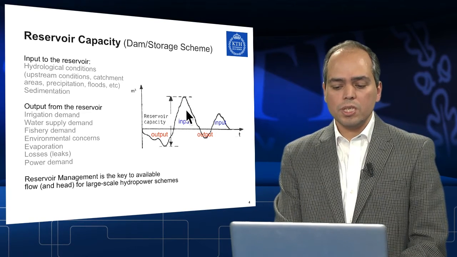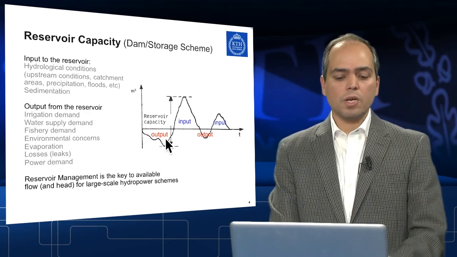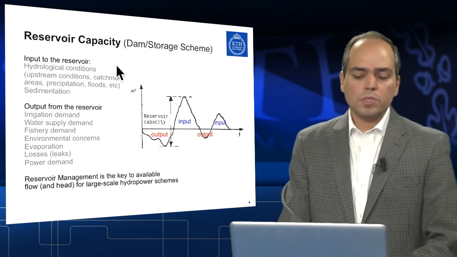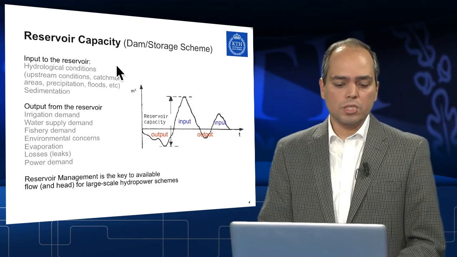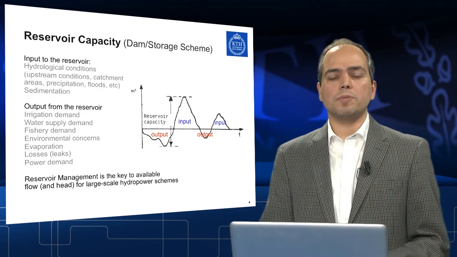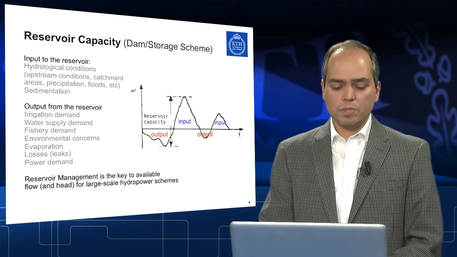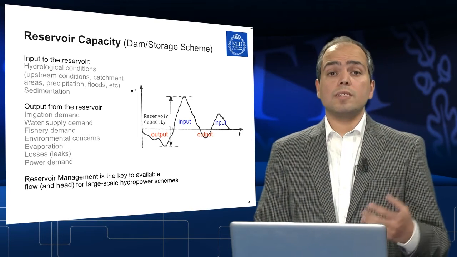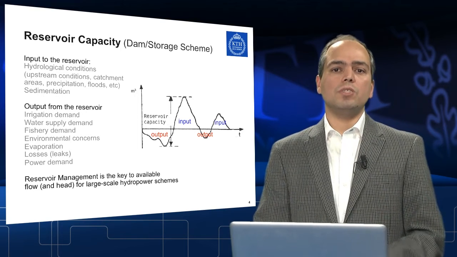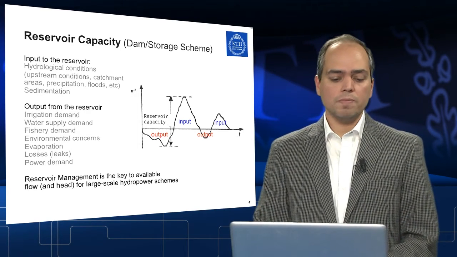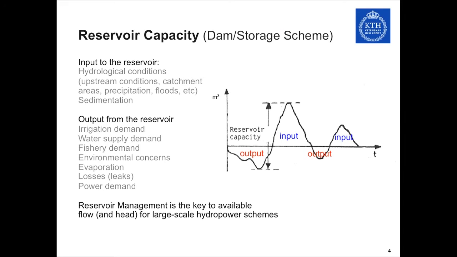There are inputs and there are outputs to the reservoir. Inputs to the reservoir depend on the hydrological conditions, the upstream conditions, the precipitation, the magnitude of flows that come into the reservoir, and also the sedimentation, which in fact reduces the volume of available water. And the output from a reservoir could be according to different needs and demands, for example irrigation demands, water supply demands, environmental concerns, fisheries demands.